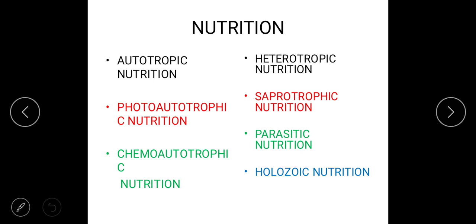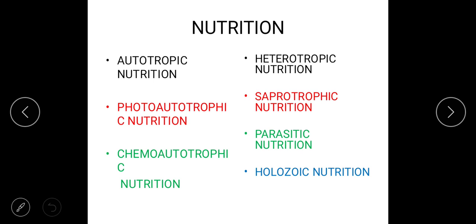So it is generally of two types: autotrophic nutrition as well as heterotrophic nutrition. Autotrophic nutrition is where the organism prepares the food in its own body, like all the green plants that perform photosynthesis; we keep it in autotrophic nutrition. And heterotrophic nutrition, as it is seen in our body and in animals, is where the organisms cannot make the food in their own body, they have to depend on other sources.